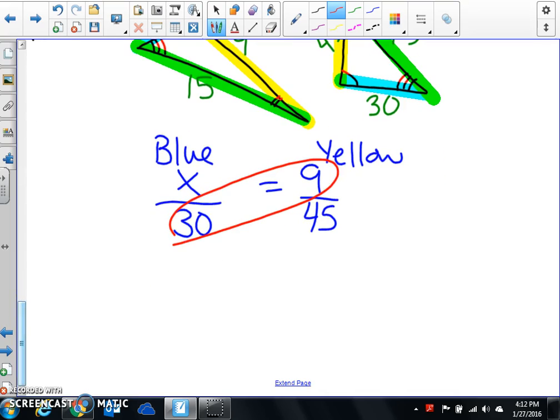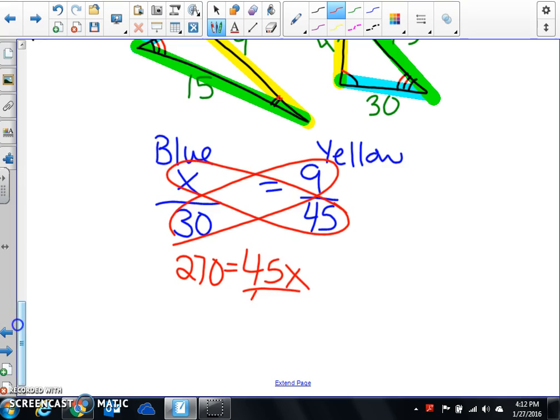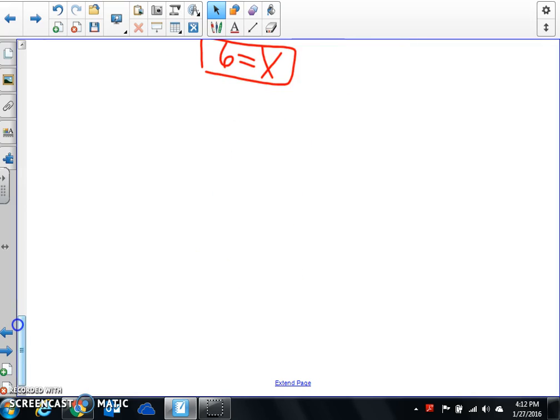30 times 9 is 270. 45 times X is 45X. Divide both sides by 45. X equals 6. What a coincidence. So X equals 6 again. I promise they're not always going to equal 6. Okay, so that should be straightforward. Here's a couple different ways that they could show you, though.